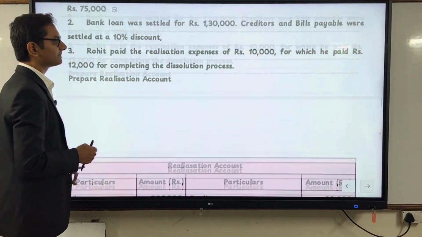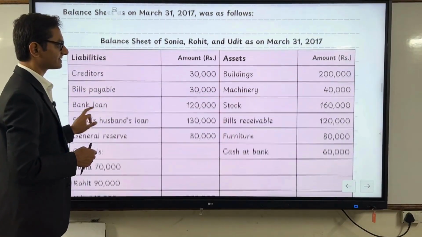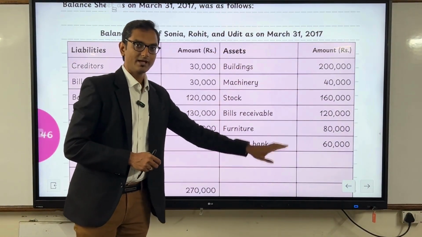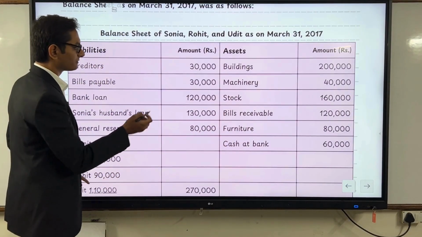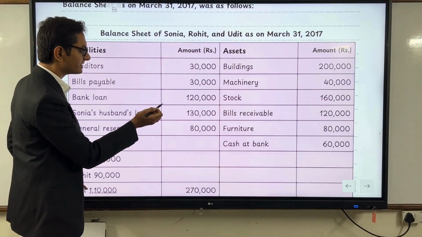First of all, we are supposed to transfer all the assets at the book value on the debit side of realization account. So building, machinery, stock, bills receivable, furniture, cash and bank.